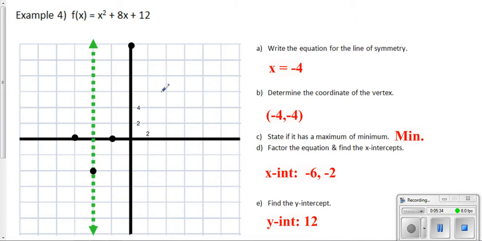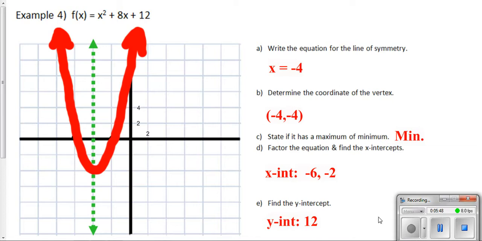Now you can kind of see that curve. Again, when you draw this here, I don't want it to come to a point because it's a U-shaped graph. So make sure that the bottom of the graph has a nice smooth curve. So your sketch should look something similar to that, going through your intercepts, x and y, as well as your vertex.